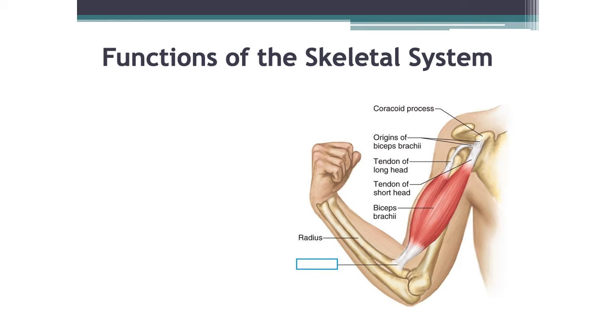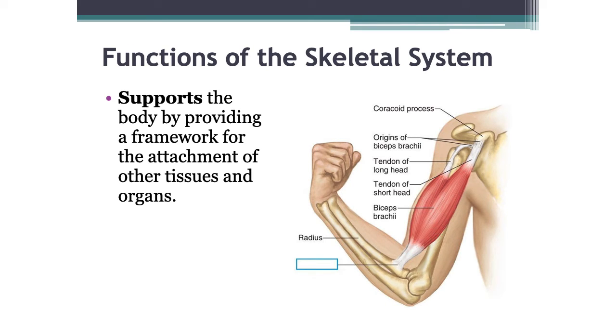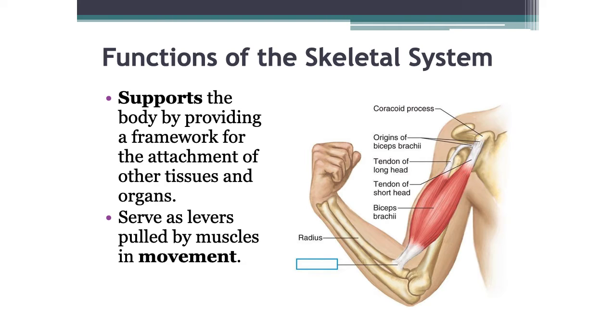So the functions of the skeletal system: it supports the body by providing a framework for the attachment of other tissues and organs. So as you can see in the image, we have the arm with the attachment of the biceps to the forearm and to the shoulder joint for the movement of your upper arm. And it serves as levers pulled by muscles in the movement. So you see right there that as that muscle contracts, it's going to move the bone itself.